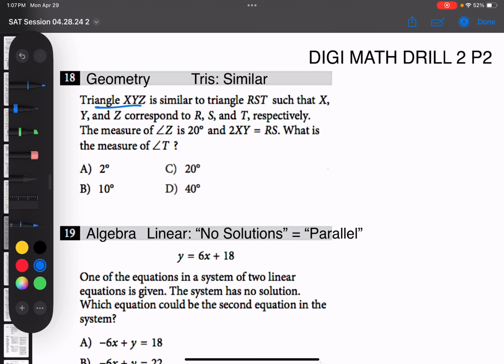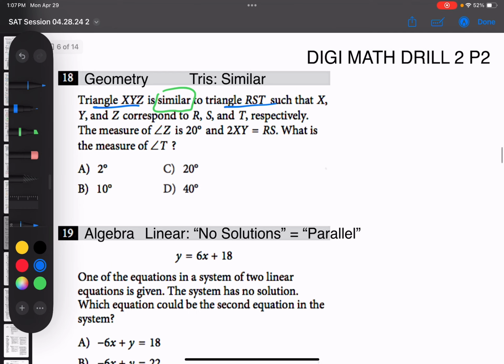Here they're telling us the triangle XYZ is similar. Remember, that's the key word, similar, which means the angle measurements are going to be exactly the same for corresponding angles, but the length measurements are going to be different. Again, the angles will be exactly the same, but the length measurements will be different, but they will be proportional. So similar: all equal angles, proportional sides.